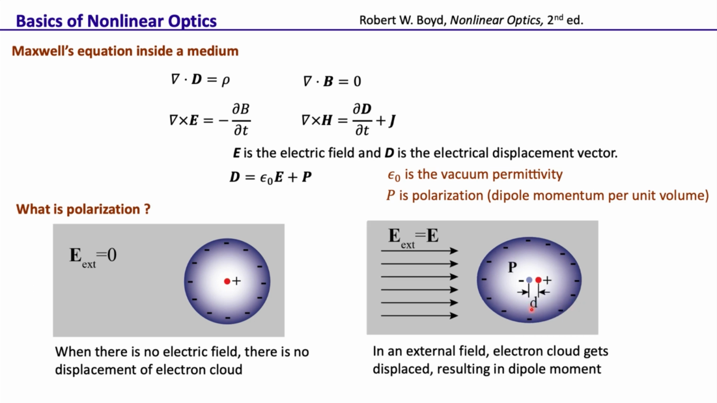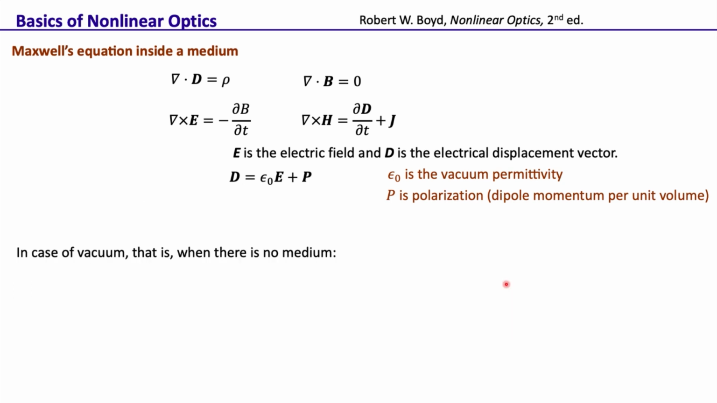So let's say that separation is D. Now, since what we have here is two charges separated by distance D, that introduces an effective dipole moment. This is for one atom, and once we calculate the dipole moment per unit volume, that is what gives us the polarization. So what happens when we have this polarization? Let's look at it one by one.